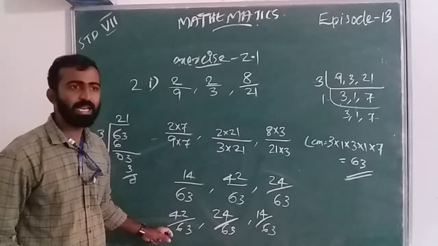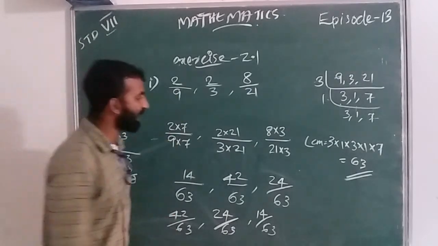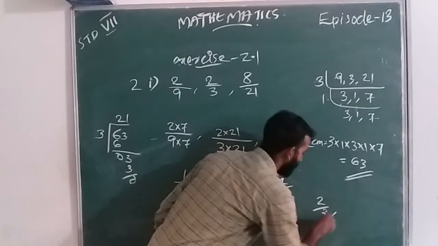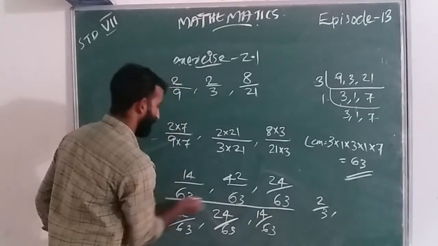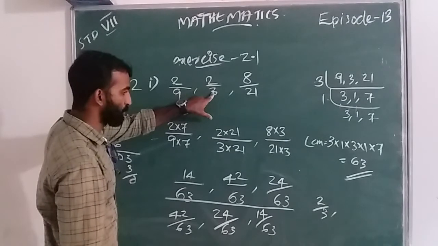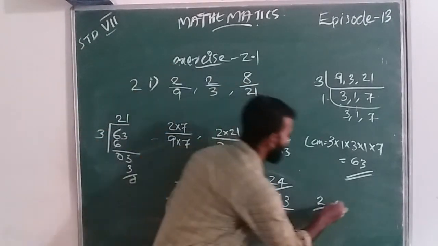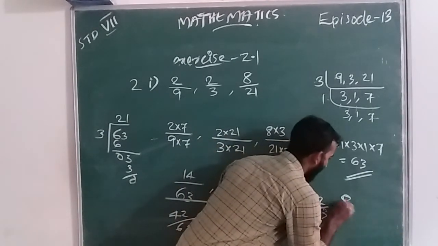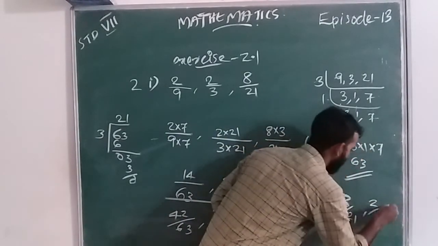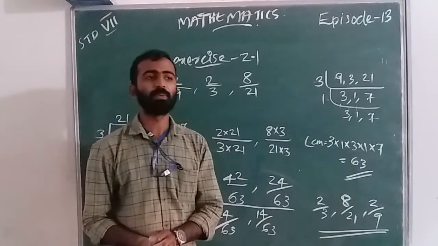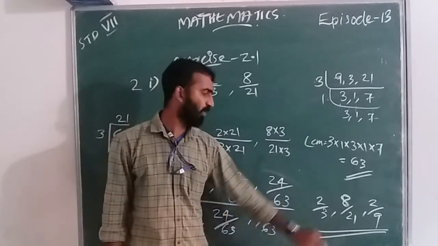This is the descending order. That means 2 by 3, which corresponds to 42 by 63, and next one 24 by 63, which corresponds to 8 by 21, and then 2 by 9. This is the descending order. This is the answer for that.